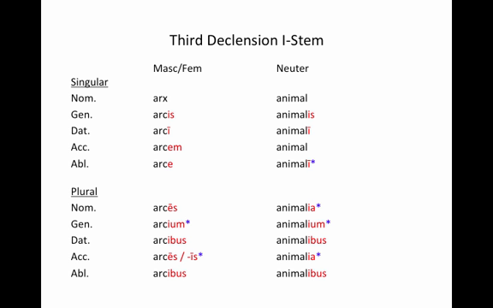Now the neuter changes a lot more, so the ablative singular changes from an -e to an -i, and then you're going to add an i before the endings for the nominative, genitive, and accusative plural, as denoted by the blue asterisks.